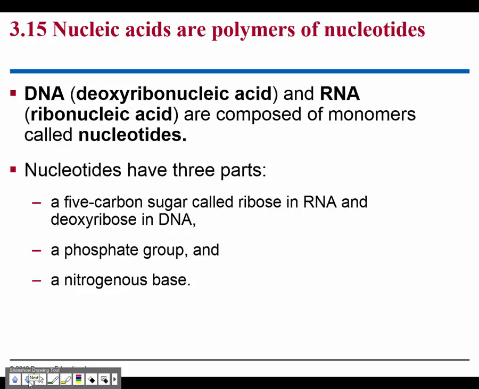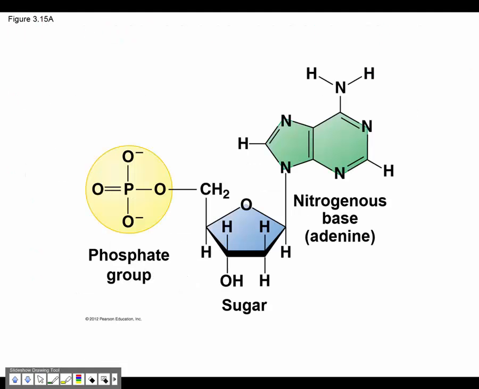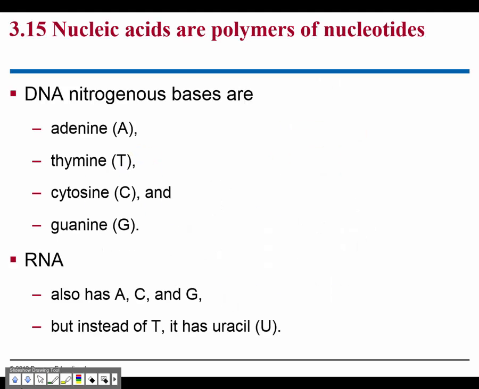So nucleic acids are composed of monomers called nucleotides, and nucleotides have 3 different parts. A 5-carbon sugar called ribose, hence ribonucleic acid. DNA has deoxyribose, so that's a 5-carbon sugar without the oxygen. A phosphate group and a nitrogenous base. Those are your A, G, C's, and T's. So phosphate group, your pentose sugar, your nitrogenous base. In this case, that's an adenine or an A.